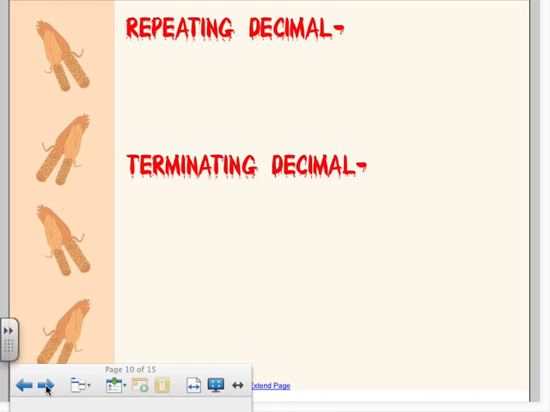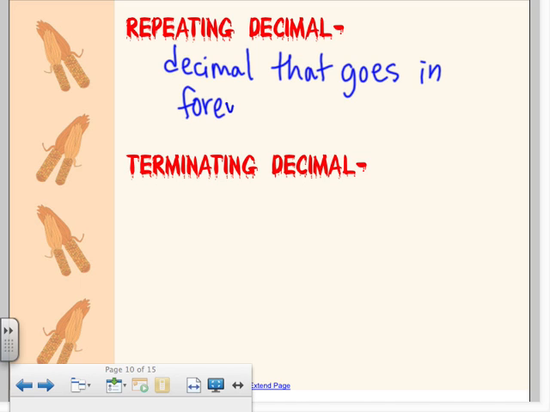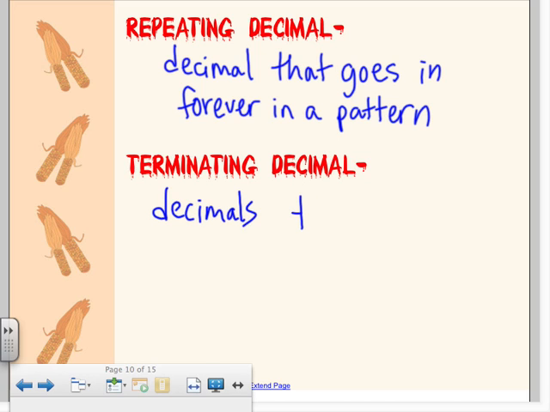So we have 2 different kinds of decimal we talked about there. The repeating, like we just saw, a decimal that goes on forever in a pattern. And then we have terminating decimals, or decimals that end. Terminate, like the Terminator, he ends people's lives. So decimals that end.